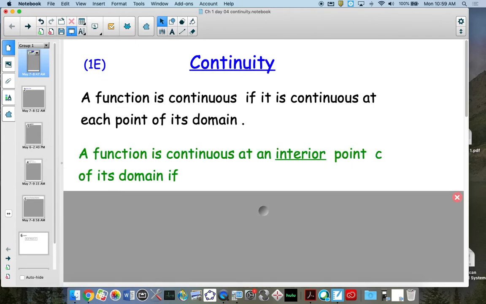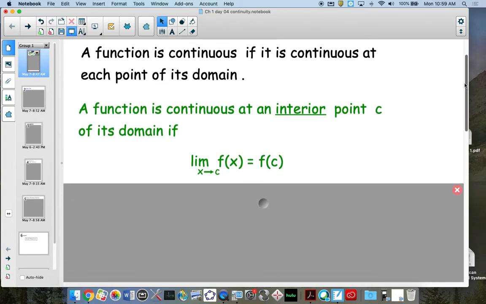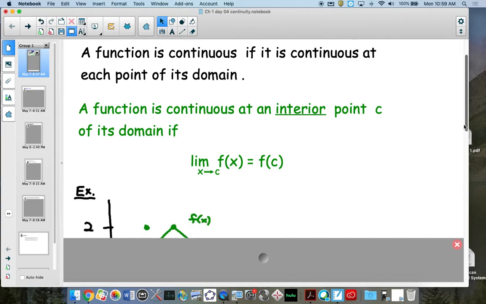A function's continuous at an interior point, we'll call it point c, of its domain, if the limit as x approaches c of f of x equals f of c. Now remember, we're talking about whether a function is continuous or not, and then the other idea is talking about if it's continuous at a particular point. So those are two distinct ideas. Let's look at an example.